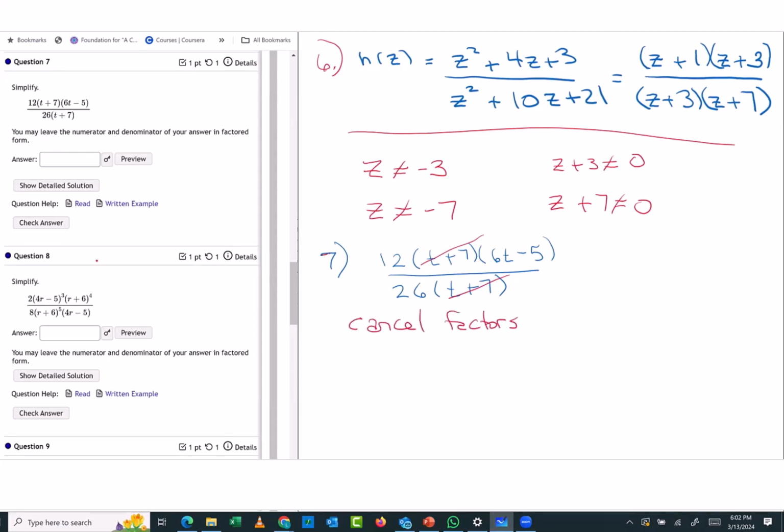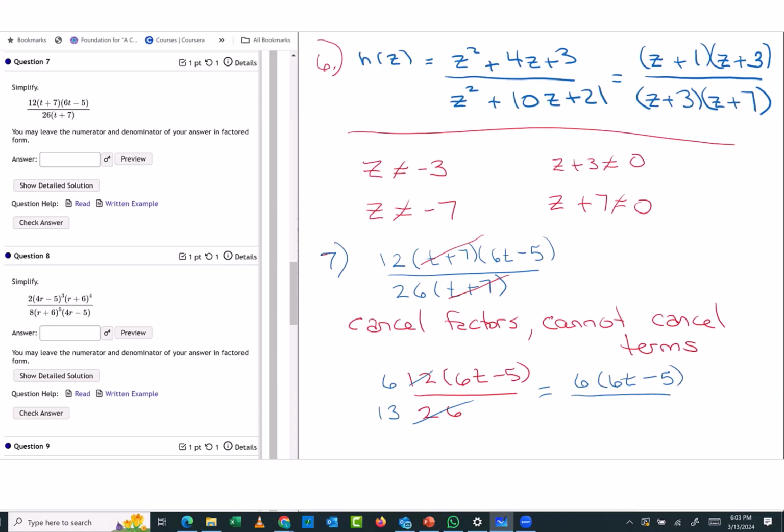I cannot cancel terms. This is very important. And now I have 12 times 6t minus 5 divided by 26. And I can simplify 12 divided by 26. I can divide both of those numbers by 2. I get 6 over 13. And that is going to be as far as I can simplify. And that is my final answer.